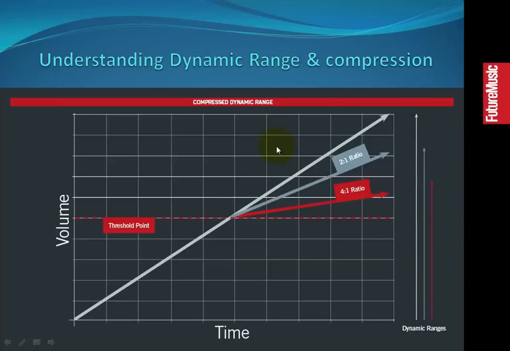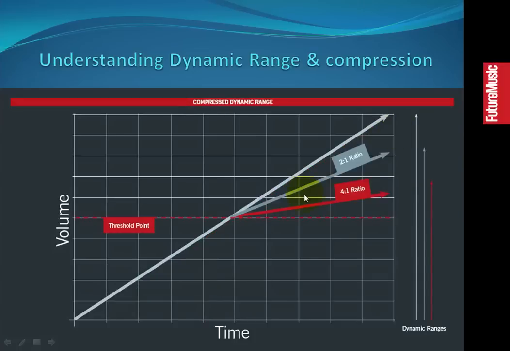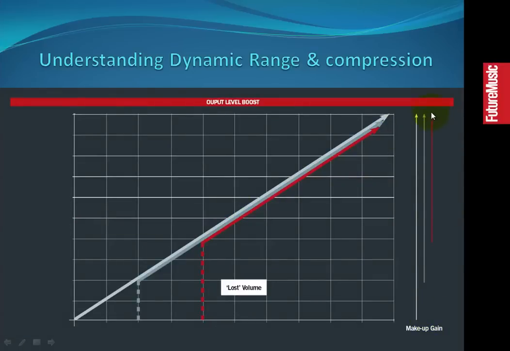So what you would do to compensate for this would be apply makeup gain. So you turn up the compressed signals to match the original uncompressed signal. So you match the lost volume. Now, what this really means, for example, let's focus on this 4-to-1 ratio for a moment, this red line. The distance between the shouts and the whispers has been reduced.